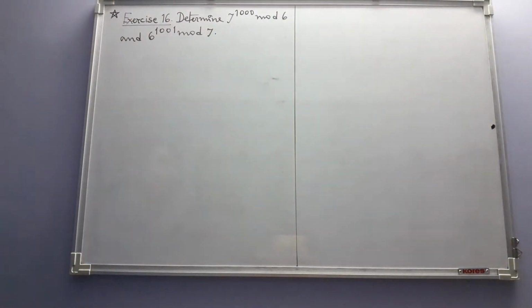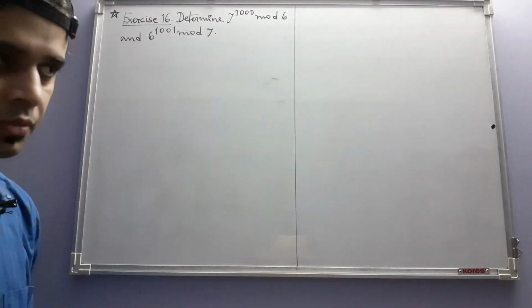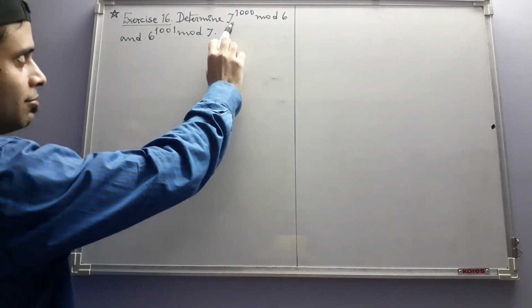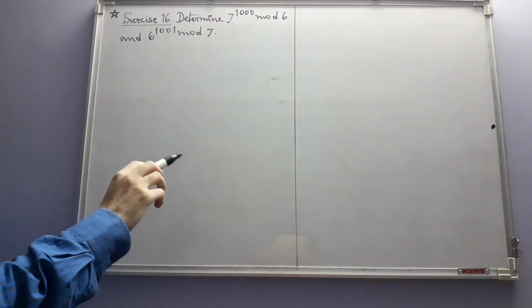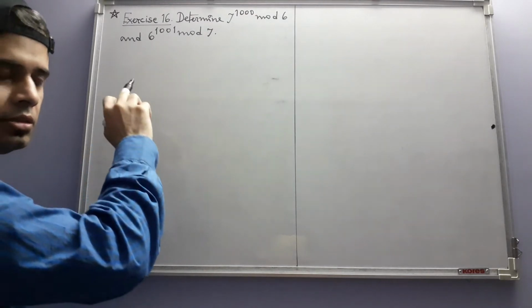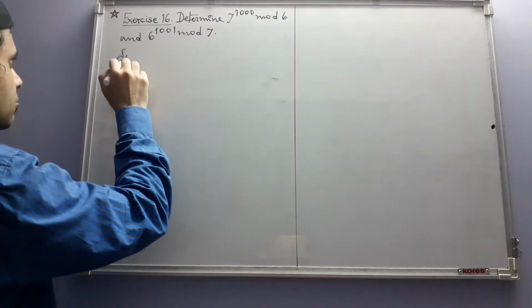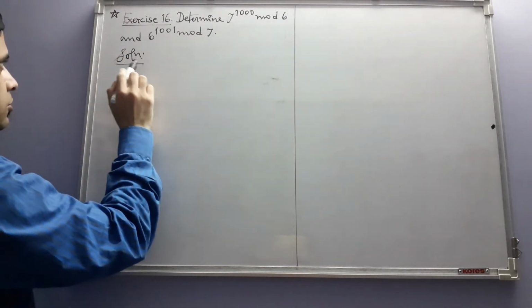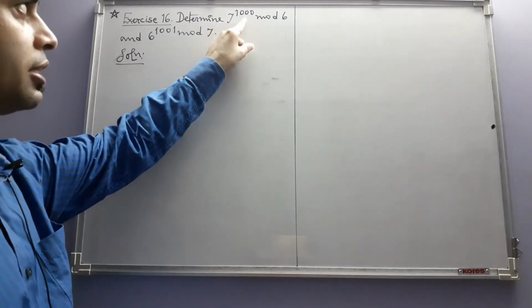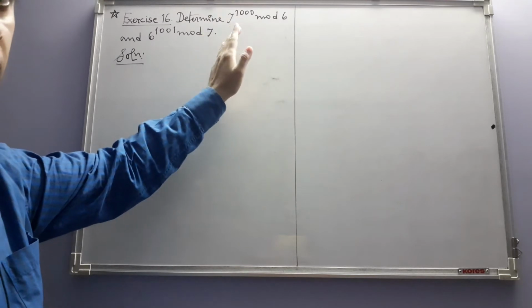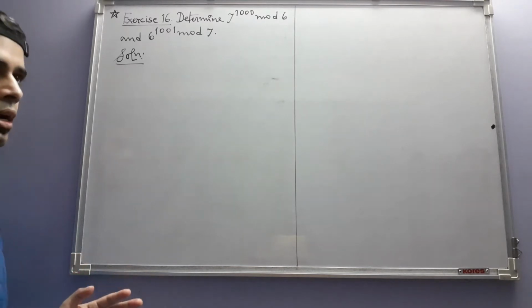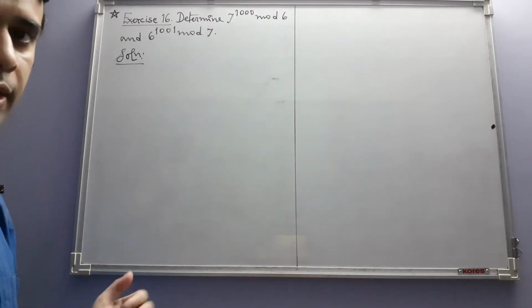Next, exercise 16. So here we have to find the remainders. The remainder when we divide 7 to the power 1000 by 6 and when we divide 6 to the power 1001 by 7. So you can clearly understand we cannot hope to be able to determine the actual value of 7 to the power 1000 and then divide it by 6 to find the remainder. That is impractical. Instead, we have to use the properties of modular arithmetic.